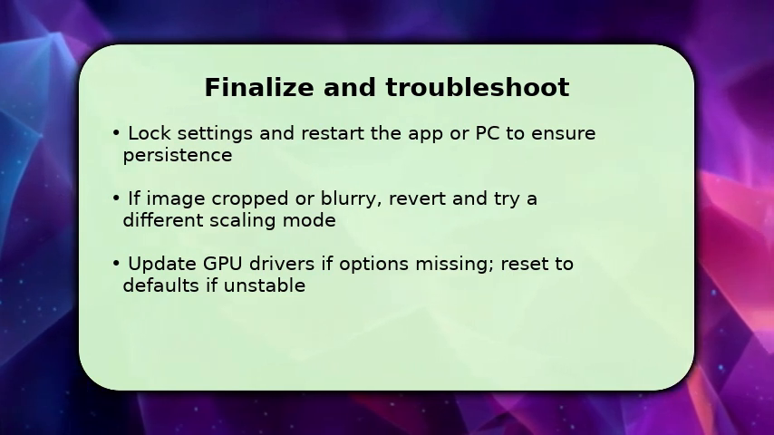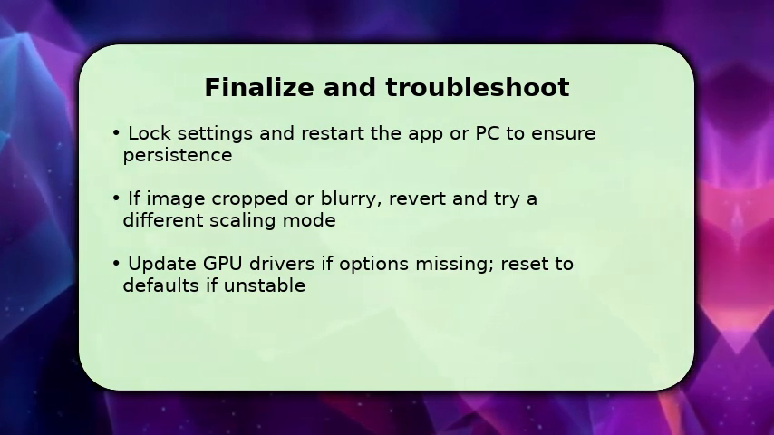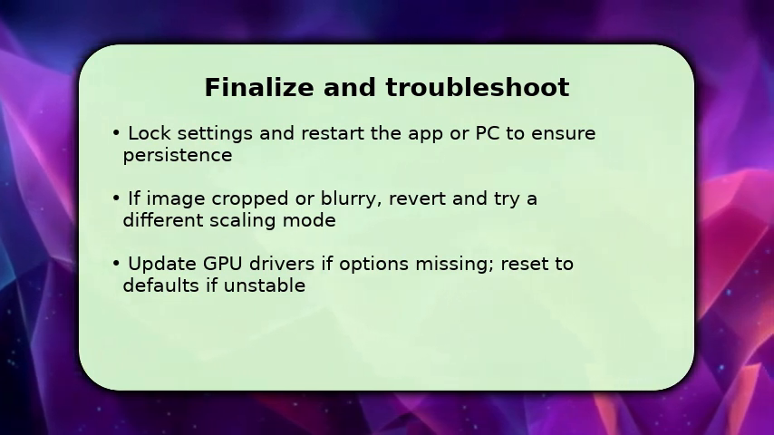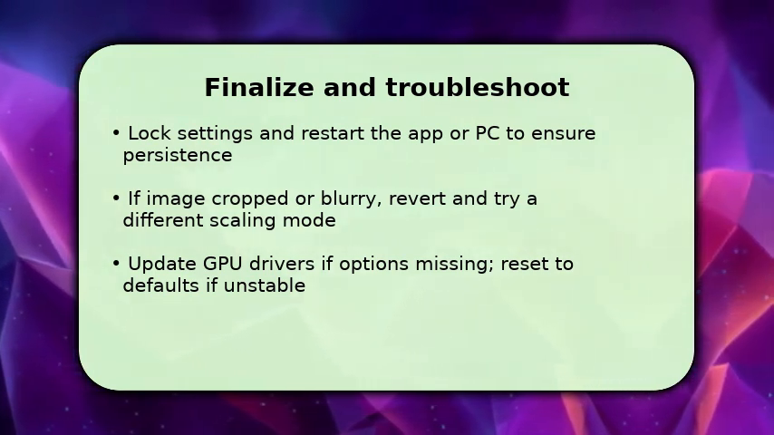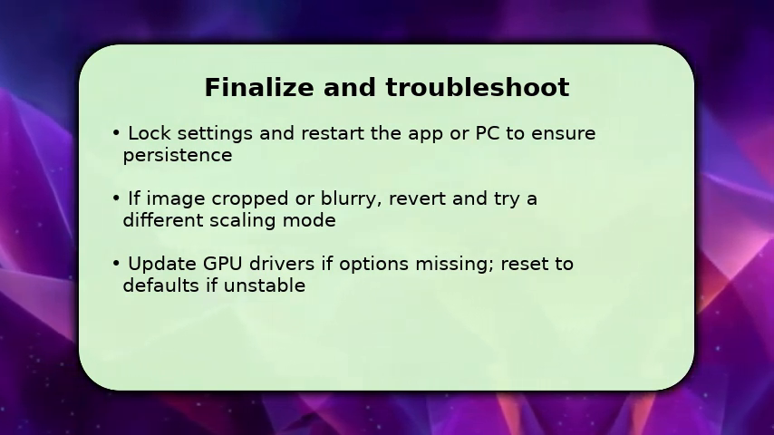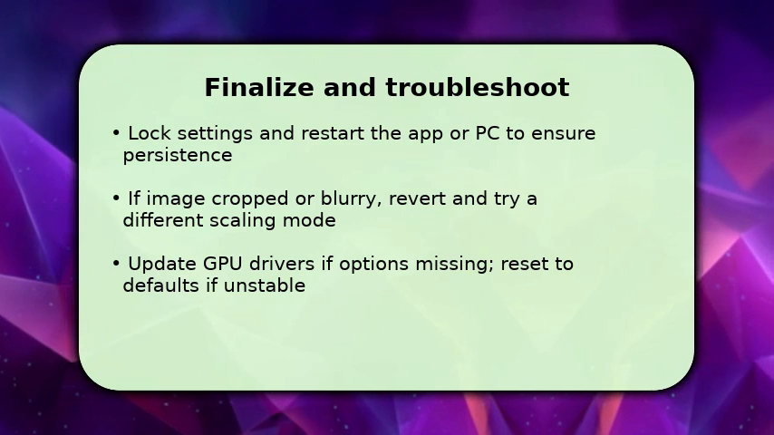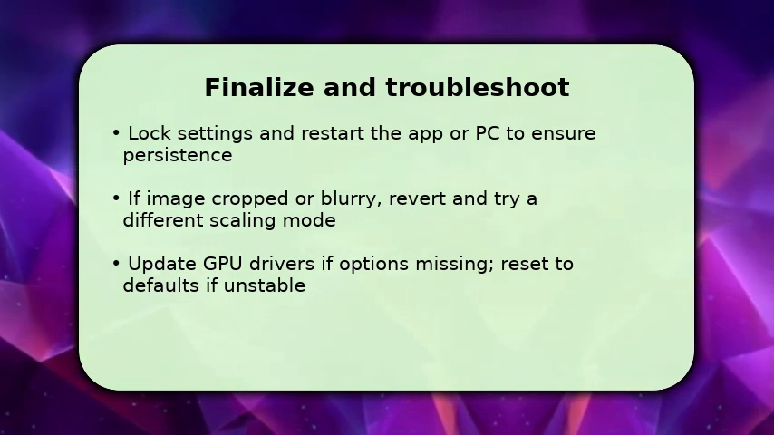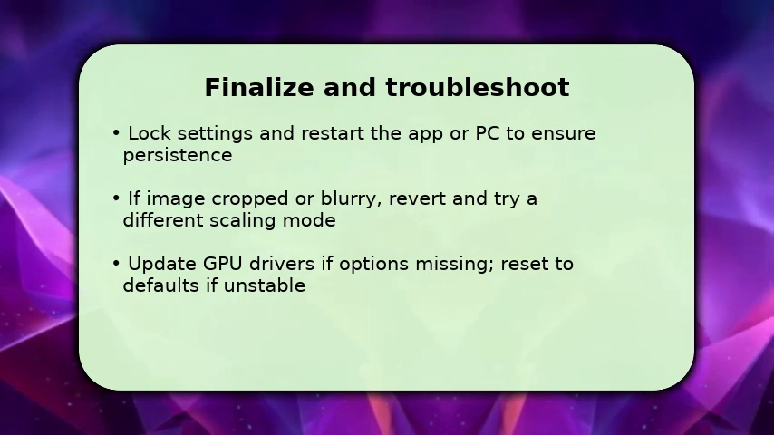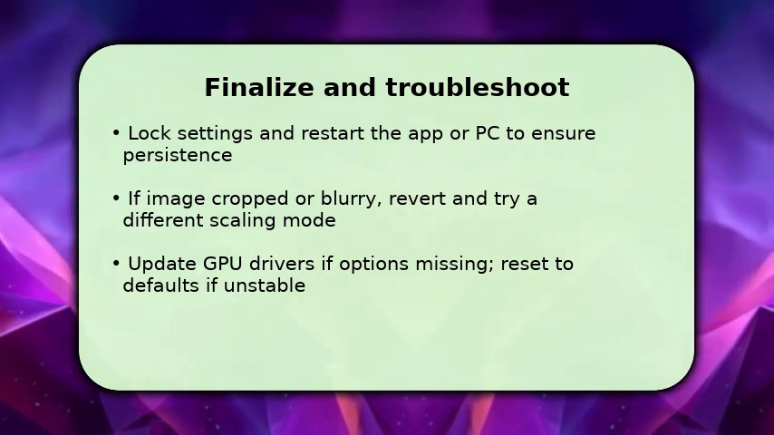If the image is cropped or looks blurry, revert to the previous setting and try a different scaling mode, aspect ratio versus full panel, or use integer scaling for crisp pixels. If the desired options are missing, update or reinstall GPU drivers, and if problems continue, reset the control panel to defaults. These steps resolve most conflicts between Windows and GPU scaling.